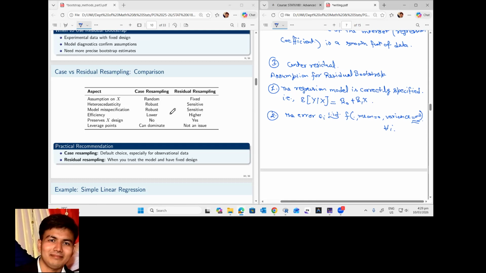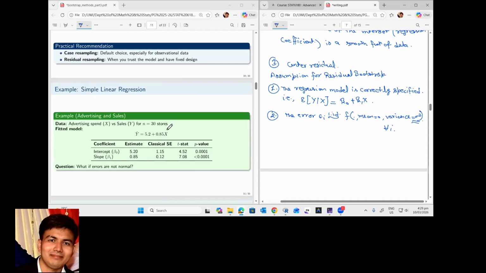So case resampling is a default choice, especially for observational data, and residual resampling is for when you trust the model and have the fixed design. So that is the practical recommendation for these two methods.